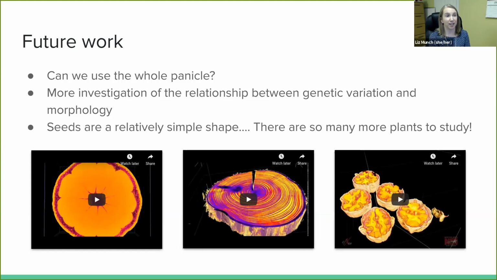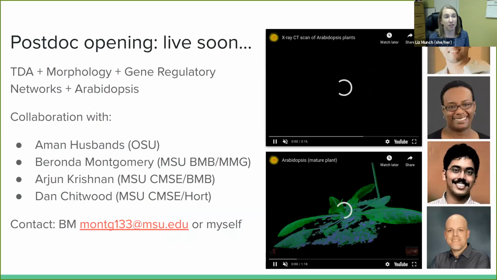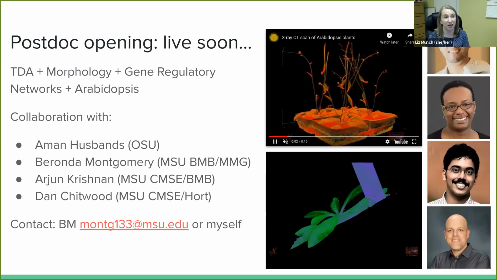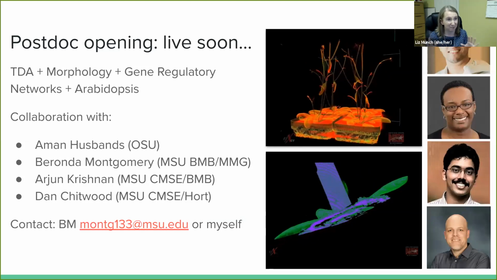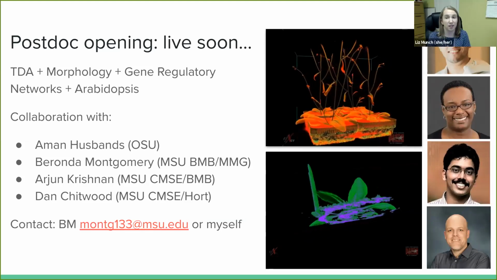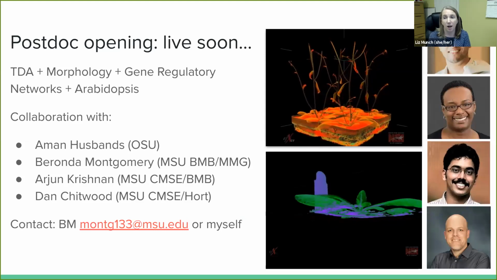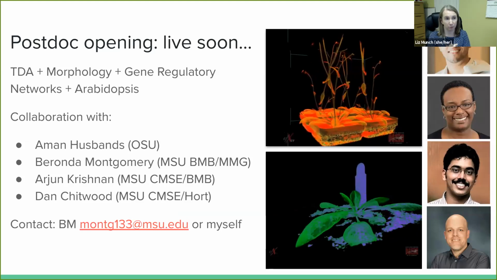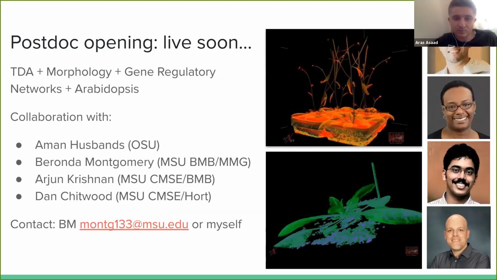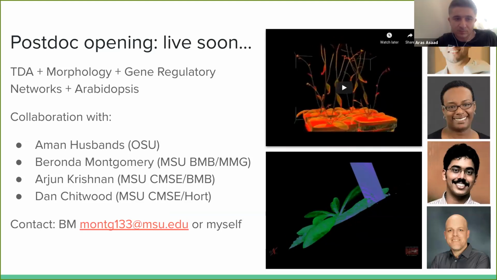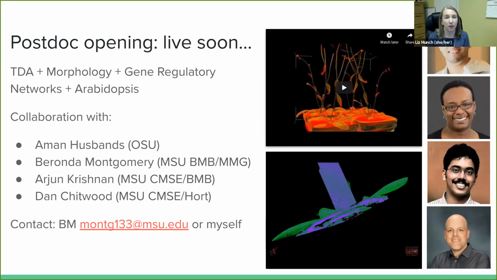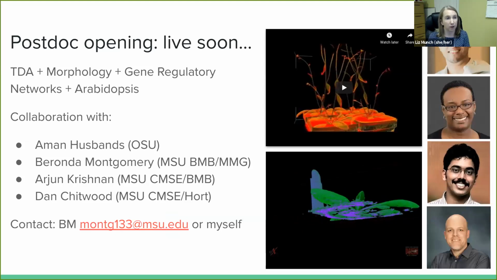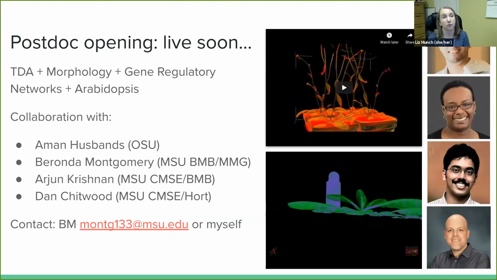Right, so the advertisement: we just found out that we got funded positions. I know this is outside of the usual academic calendar time, but if there are people who are interested in applications in this direction, this is a project in collaboration with Dan Chitwood, who's also on the project I just showed. Also Arjun Krishnan, who's our resident gene regulatory network expert, and Baranda Montgomery and Aman Husbands, who are the plant biologists who study what's called Arabidopsis.